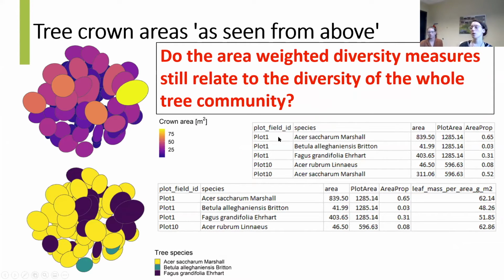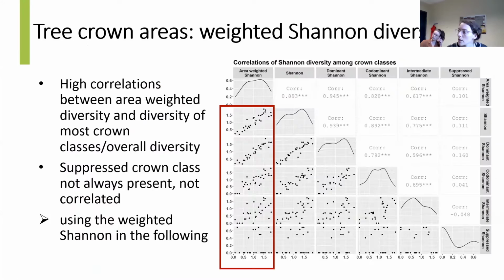But we questioned whether these area-weighted diversity measures and traits are still related to the diversity of the whole tree community. And therefore, we correlated the area-weighted Shannon diversity against the Shannon diversity using tree individuals as abundance of the whole community, but also of the different tree crown layers. And overall, we found very high correlations among these types of Shannon diversity. And we suggest that it is valid that the area-weighted Shannon diversity is still related to the whole tree community.